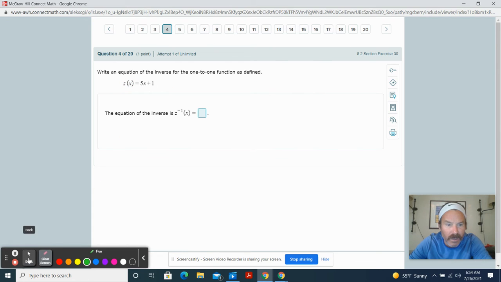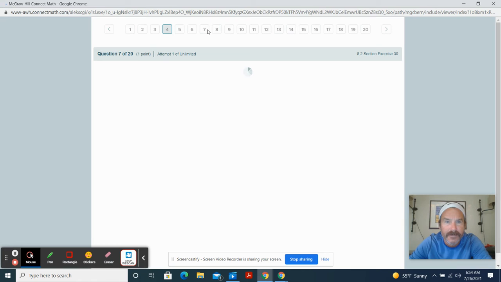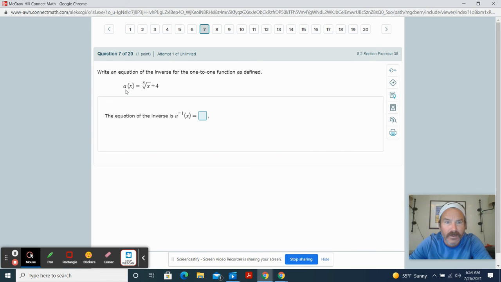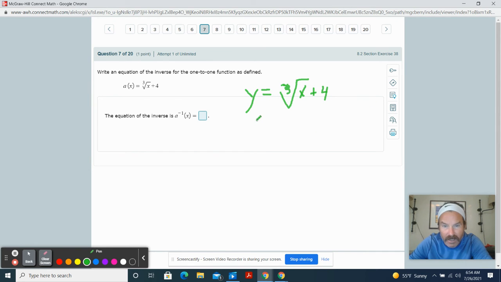Let's try one more. All right. So we have a of x equals cubed root of x plus 4. So a of x is y. So it's y equals cubed root of x plus 4. So let's see. We switch the x's and the y's. Don't forget to do that step. Switch the x's and the y's. We subtract 4.